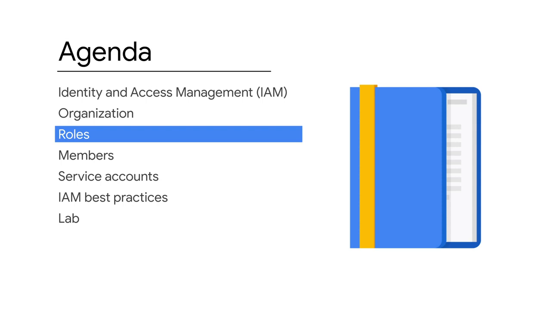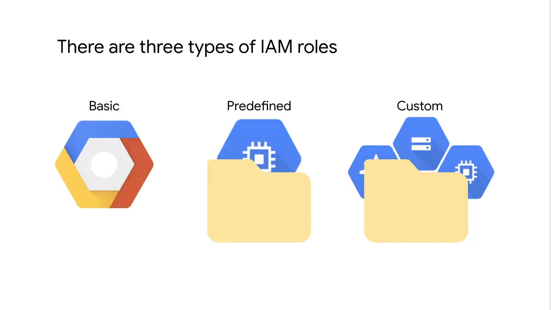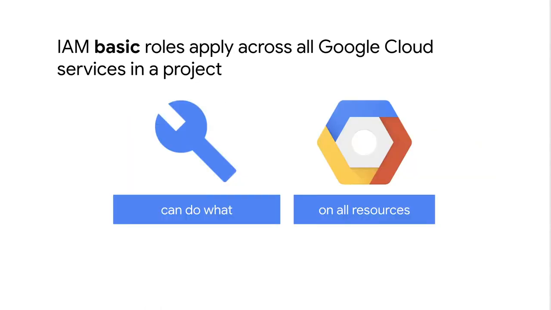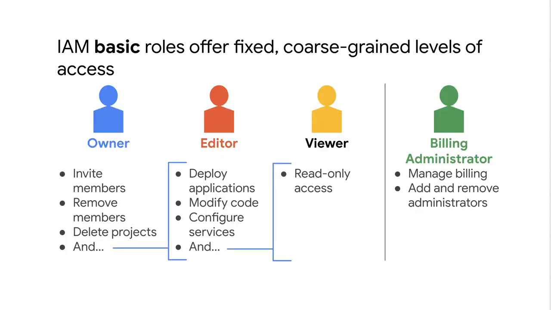Let's talk more about roles, which define the "can do what on which resource" part of Cloud IAM. There are three types of roles in Cloud IAM: basic roles, predefined roles, and custom roles. Basic roles are the original roles that were available in the Cloud Console, but they are broad. You apply them to a Google Cloud project, and they affect all resources in that project. In other words, IAM basic roles offer a fixed, coarse-grained level of access.